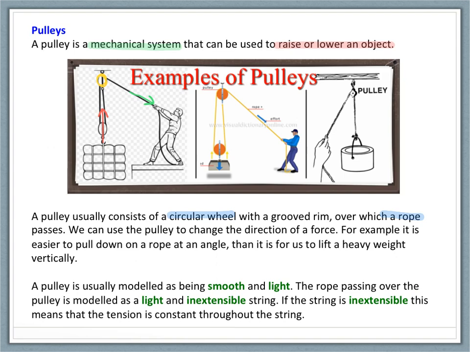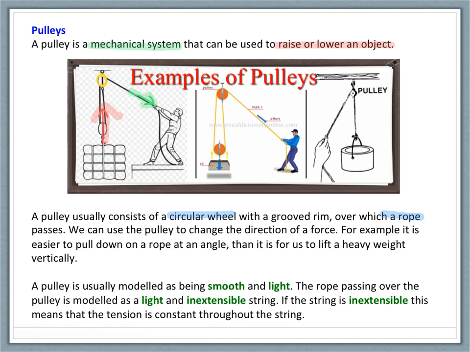So again, look at the direction which the man is pulling and look at the direction in which the object ends up moving. It's much easier to pull down on a rope at an angle than it is for us to lift a heavy weight vertically. The use of a pulley allows these movements to be made more efficiently.